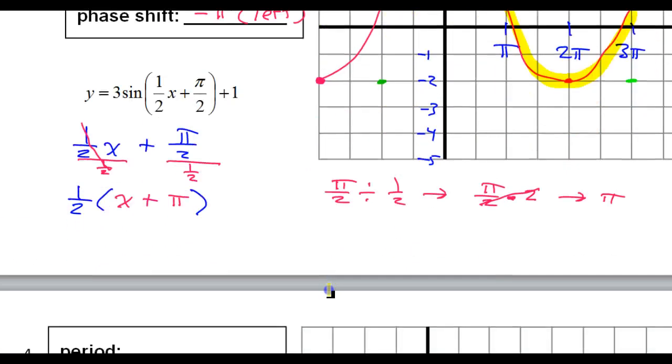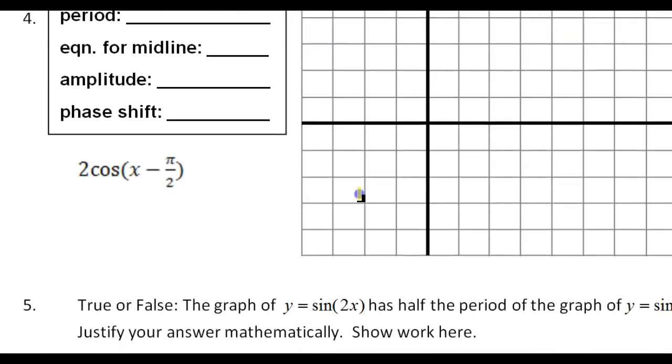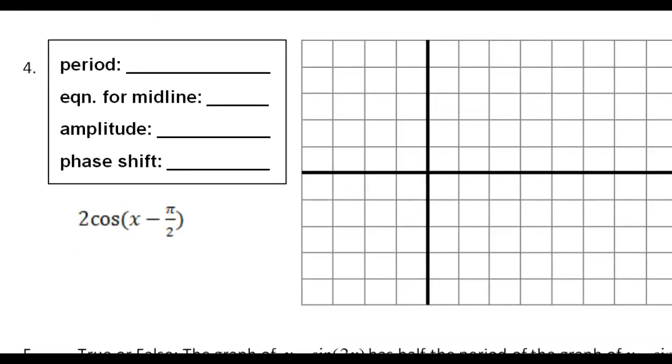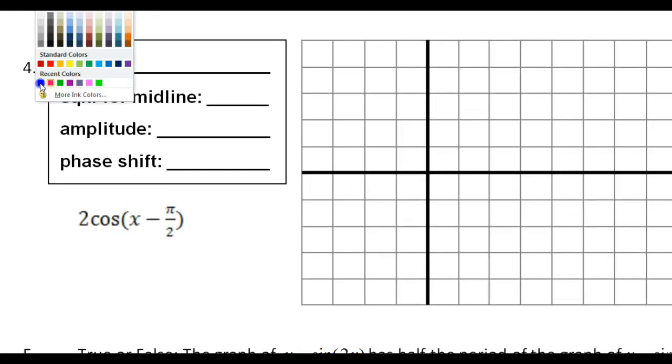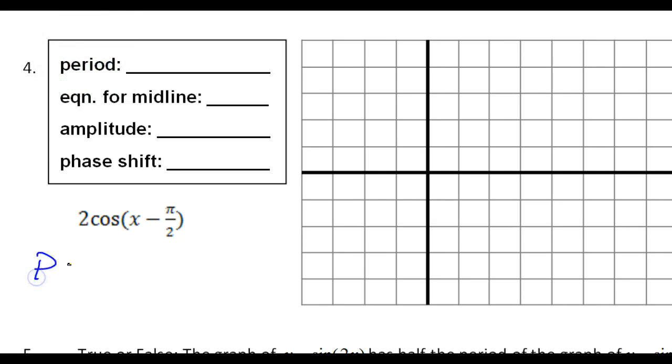Okay, let's look at one more of these. Alright, this will be the last graph on this video. Let's start with the period. The period is 2 pi divided by the b value. Well, this time the only b value is 1. So really that just means the period is the 2 pi that we first learned about when we learned about the parent function of cosine and sine. So the period is going to be 2 pi.